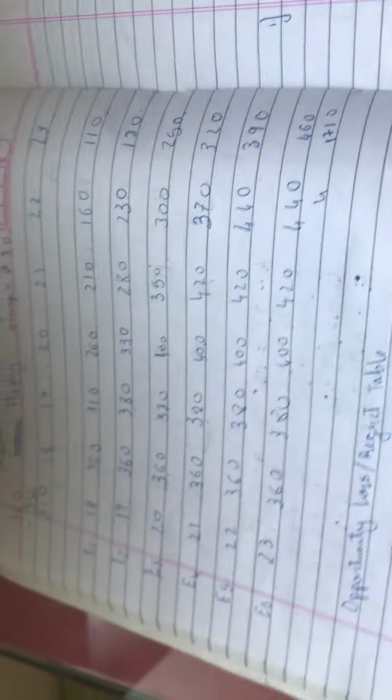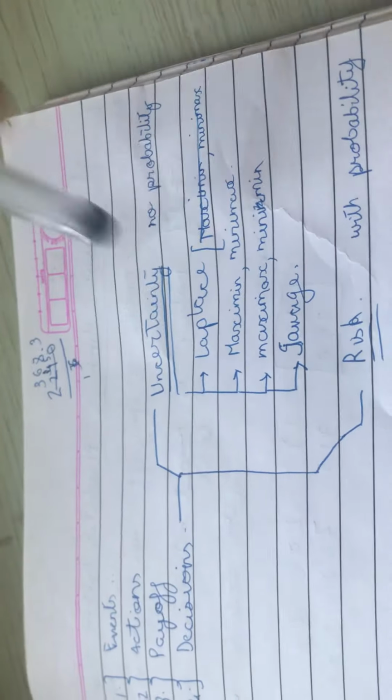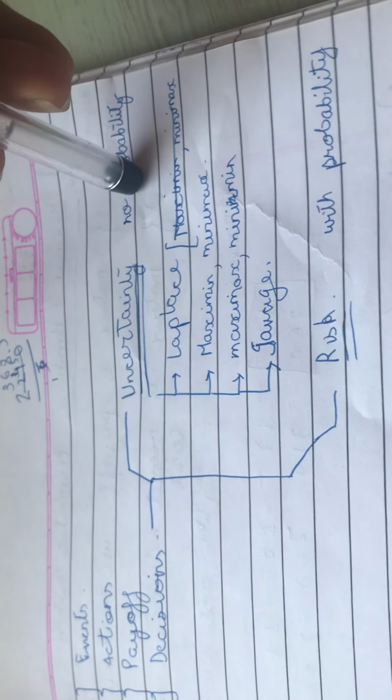Both make sense. Now decisions. How would you take a decision of how many books to take? Very simple. You have two things: uncertainty or risk. Well, I've written here uncertainty means no probability. Risk means with probability. You can say that in a way, okay, uncertain.